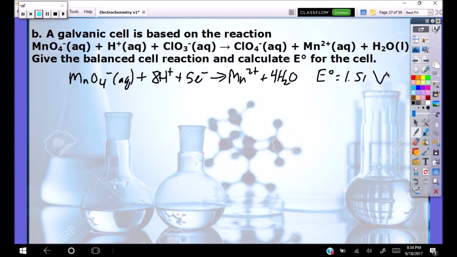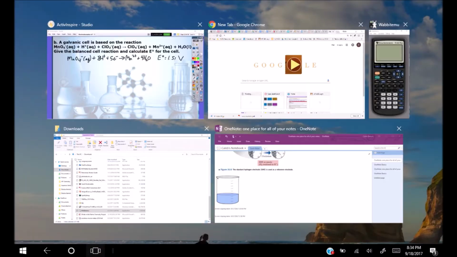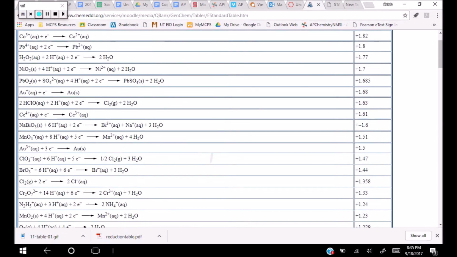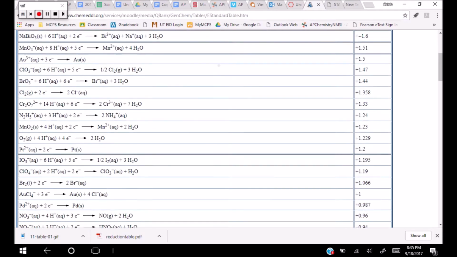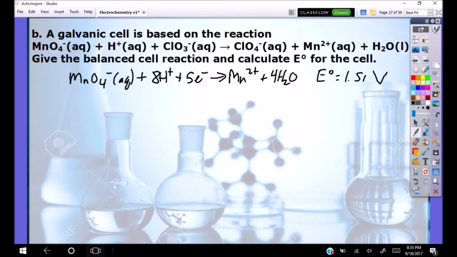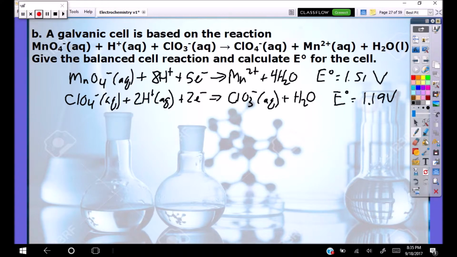All right. The other half reaction we need is this one with the chlorate becoming a perchlorate ion. This is the one that I had to look up. So I looked it up. It was on this site here. And they actually had it in reverse order. They had perchlorate becoming chlorate. So that is okay for the purpose of what we're doing. So I'll transfer that over. 1.19 volts.